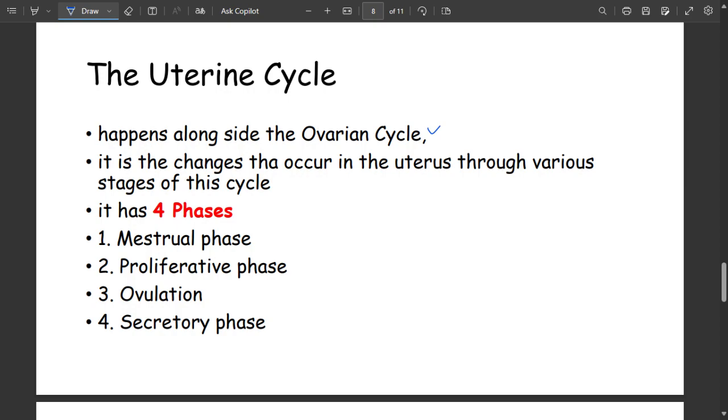the ovaries, of course. Okay, then these changes that occur in the uterus go through various stages. We have four phases: one, the menstrual phase; two, the proliferative phase; three, the ovulation phase; and four, the secretory phase. Some will add a fifth phase known as the premenstrual phase, or ischemia, where you have the onset of the menstrual period. Okay, so how do they tie together?